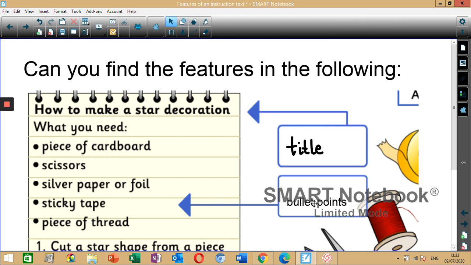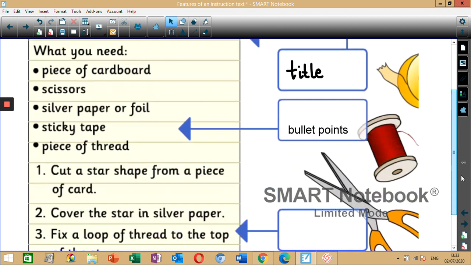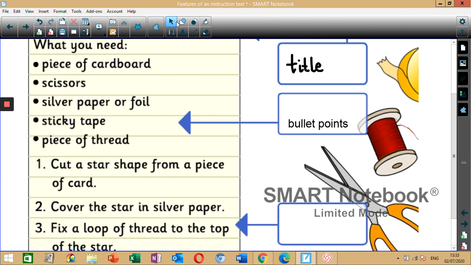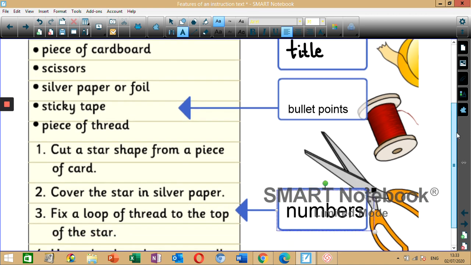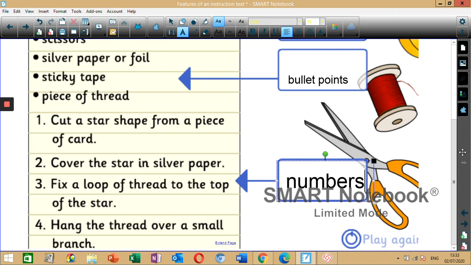And now let's look at the third arrow. What is it pointing towards? It's pointing towards the numbers. Now, can you spot any imperative verbs in the instructions? So you can pause this section and take a close look, and then you can write it down on your papers.